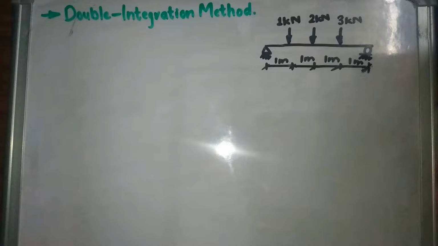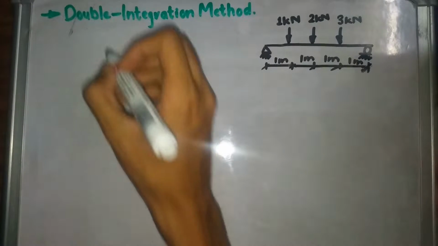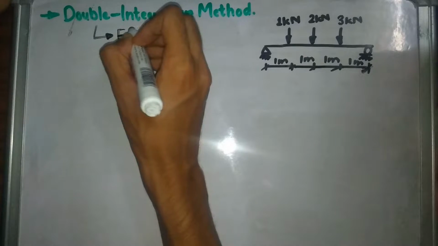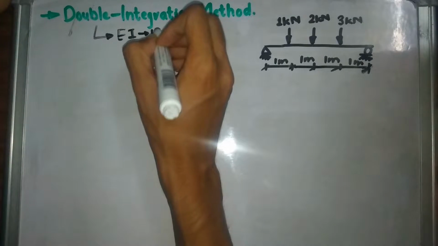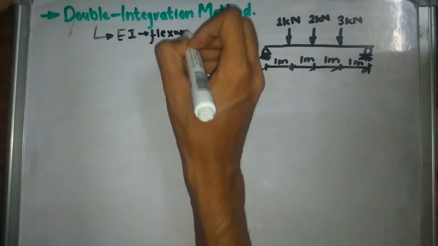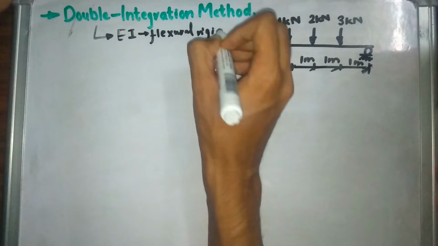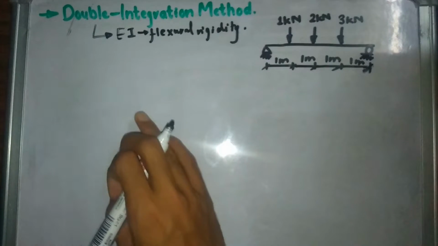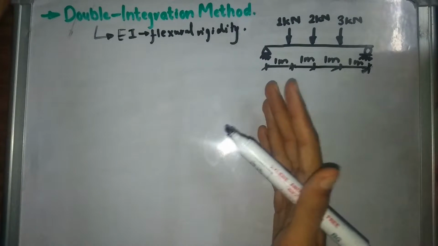So right now we're going to talk about the double integration method. Unlike other methods, we can use the double integration method only when our flexural rigidity EI is constant. In the case where our EI is not constant, we can use our other methods.